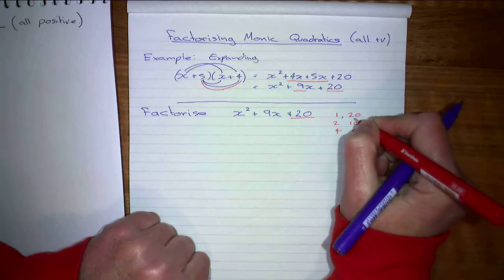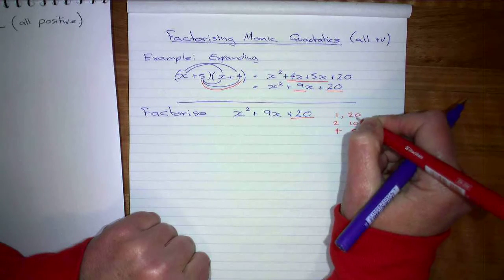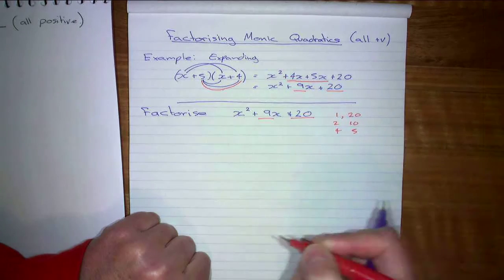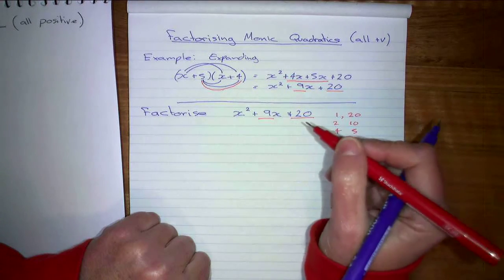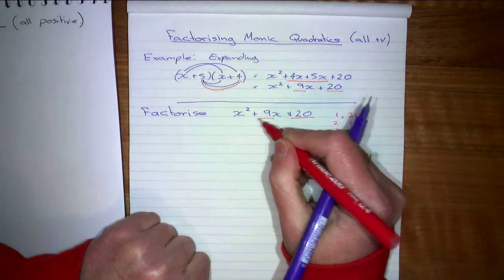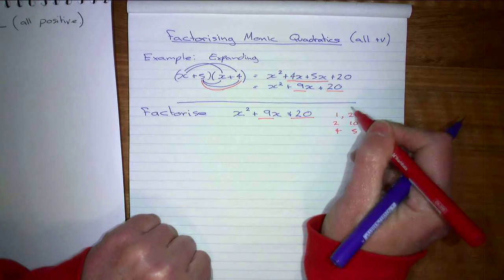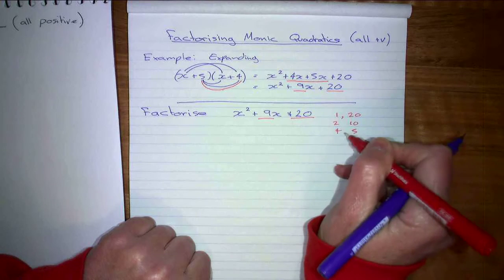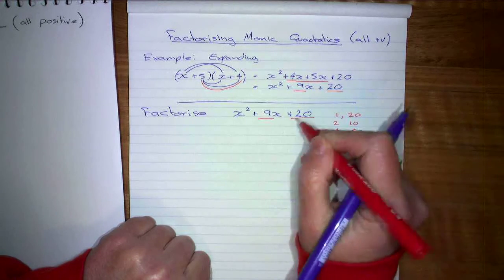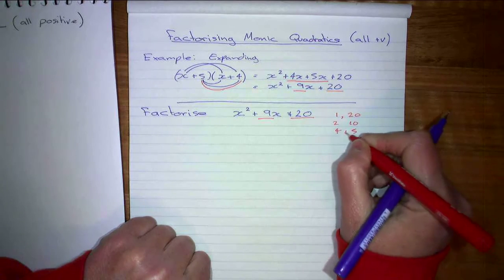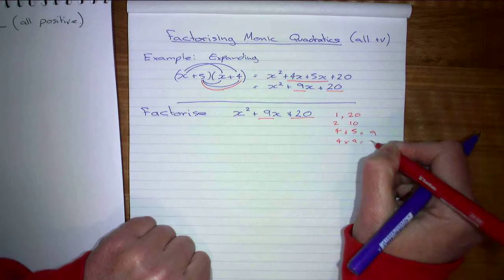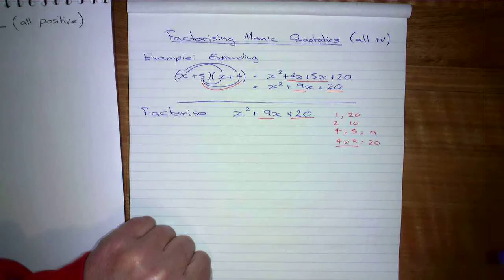Then we look at what happens when we add these up. Which set of numbers gives us this number here? As we go on to equations where we've got pluses and minuses, we still get the same factors, but we can then add and subtract these numbers, not just add them up. So in this one, it's pretty easy to tell that 4 plus 5 equals 9, and 4 times 5 equals 20. So 4 and 5 are the numbers that we'll use.